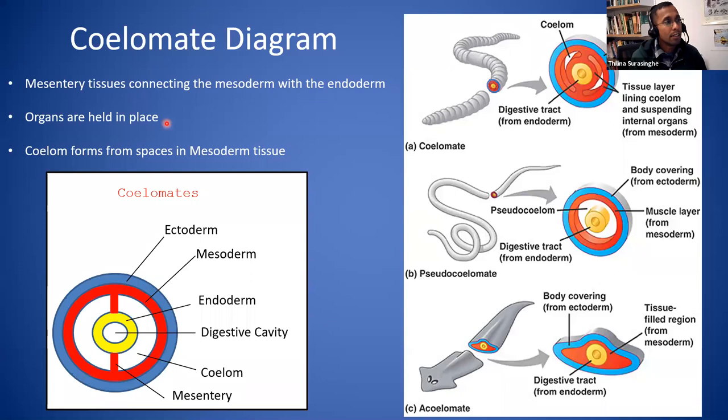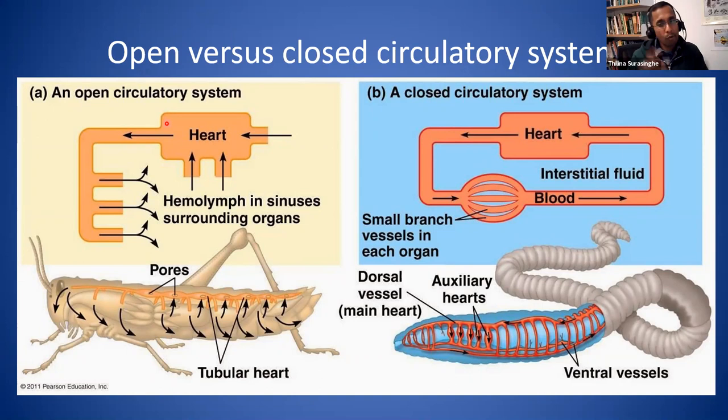So again, another theoretical part that I want you to understand, open circulation versus closed circulation. Who has an open circulation? Arthropods. Closed circulation, we will go through those examples later on. What does that mean? In a closed circulation, blood always flows through vessels or chambers, like you see over here. In an open circulation system, blood does not always flow through tubes and chambers.